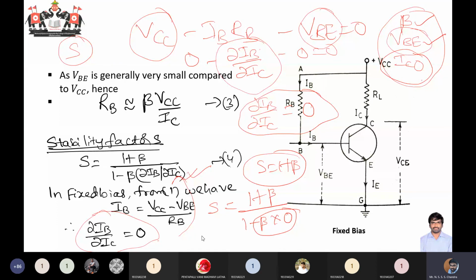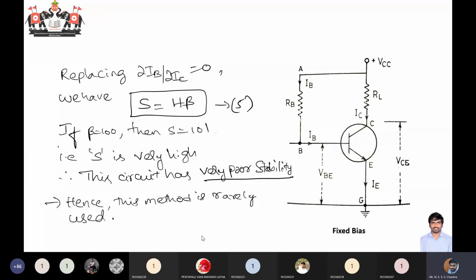If you are taking the beta value as 100, what will be your stability factor S? It will be equal to 1 plus 100, that is equal to 101, isn't it? So is 101 a large value or a small value? Large value. So ideally what should be the S value that we require? S should be equal to 1, right? But we are getting 101.